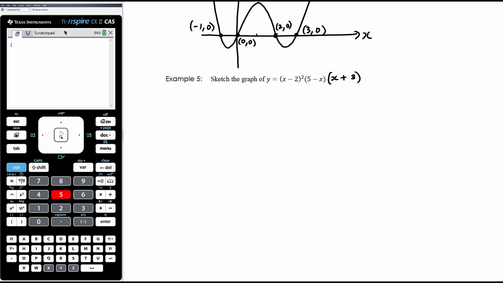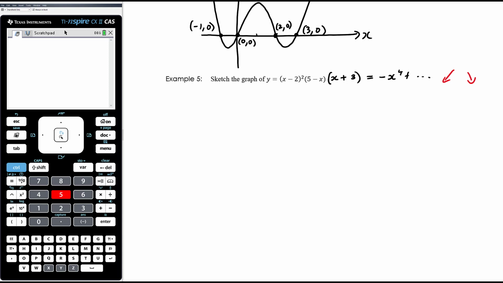Alright, so if we were to expand this out, this is going to give us negative x to the power of 4. The negative coming from that one. So you'll get x squared here times negative x times positive x, and so you'll get negative x to the power of 4. So that means the shape is going to start down and finish down.